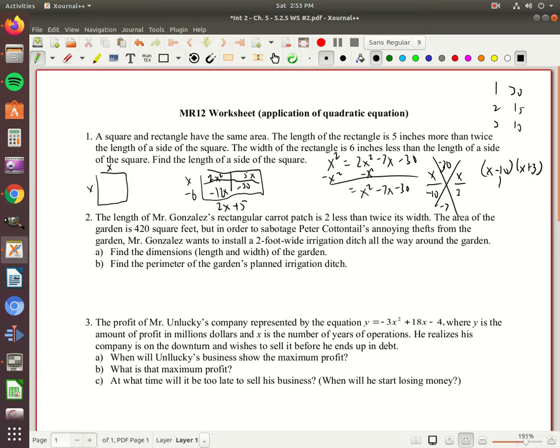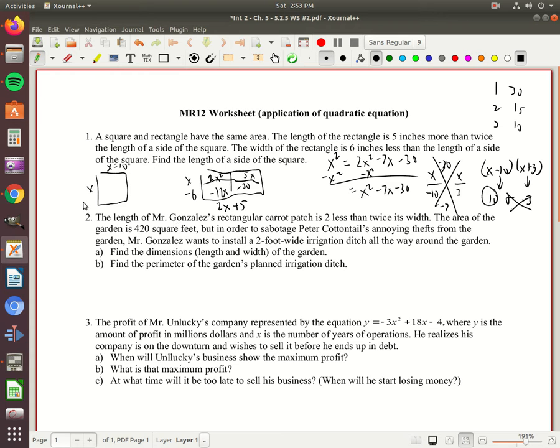Well, think about it: my solutions are 10 and negative 3. Well, how could x equal negative 3? It couldn't. That would be super weird if it was, right? Like a negative 3 length. So this is a real solution, but it doesn't make any sense. The 10 is the only one that makes any sense.